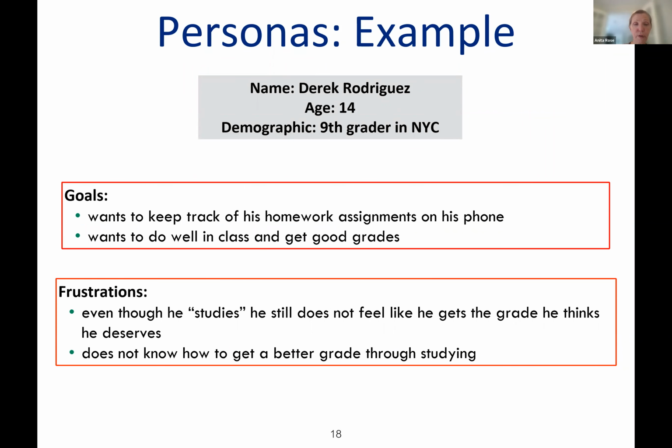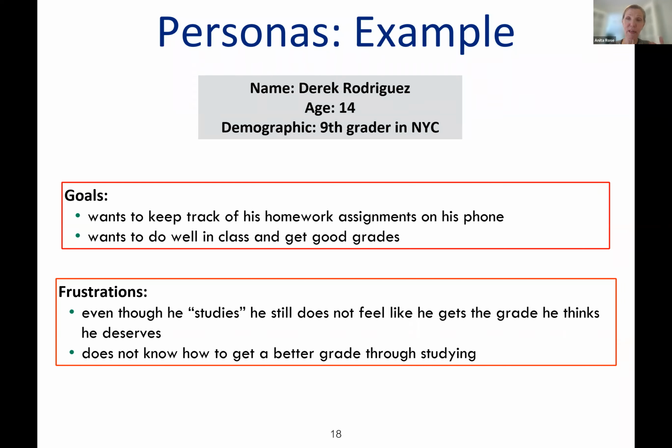So we think about this particular persona. Here are his goals, right? He wants to keep track of his homework assignments on his phone, and wants to do well in this class and get good grades. His frustration, and this is a pain point for him, is that even though he studies, he still does not feel like he gets the grades that he thinks he deserves, and does not know how to get a better grade through studying.